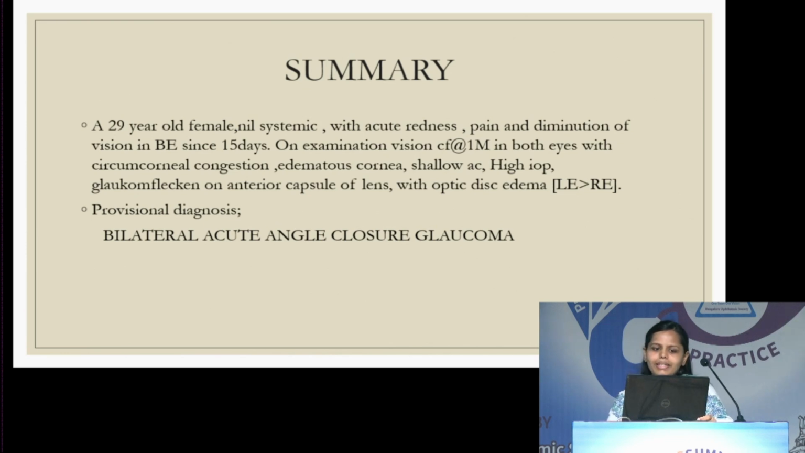Summarizing the case: a 29-year-old female, with no systemic illness, presented with acute redness, pain and diminution of vision in both eyes for 15 days. On examination, vision was 6/60 in both eyes with circumcorneal congestion, edematous cornea, shallow AC, high IOP, glaucomflecken on the anterior capsule of the lens with disc edema, more so in the left eye, and a provisional diagnosis of bilateral acute angle closure attack was made. The patient was treated on an emergency basis to lower the IOP.